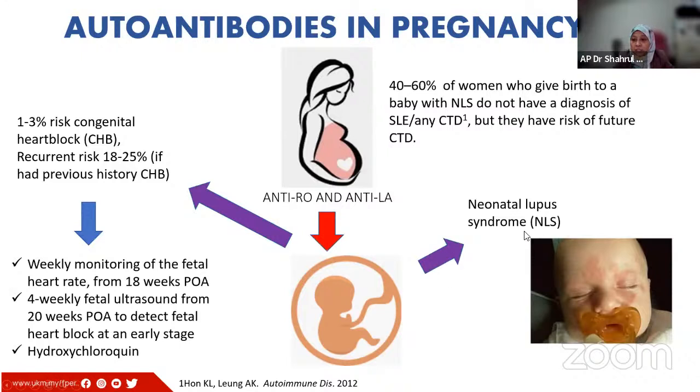And of course, when the baby is suddenly born with a rash, you should think of neonatal lupus syndrome, because the mother can be asymptomatic. It's just that the antibody crossed the placenta and caused a skin rash, or neonatal lupus syndrome, in the baby.